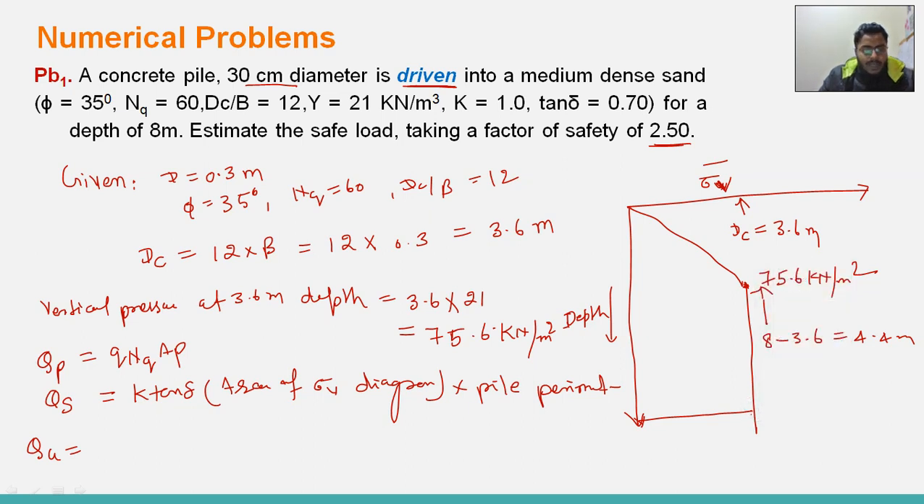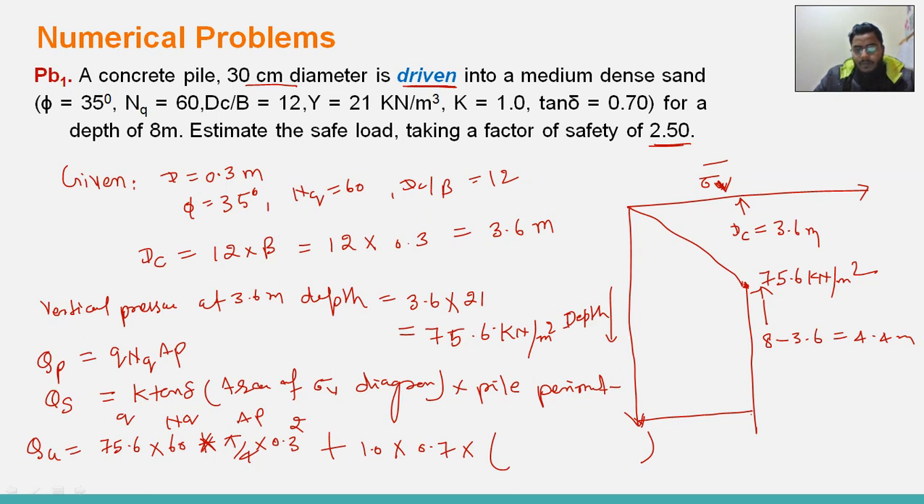this value. So this value is 35.6 into NQ, that is given 60, plus AP into AP, that is pi by 4 into, what is the diameter? 0.3. So this is Q, this is NQ, this is AP. Now K, that is given 1.0, into tan delta, that is given 0.7, into area of CV diagram. So this we have to calculate, this area.